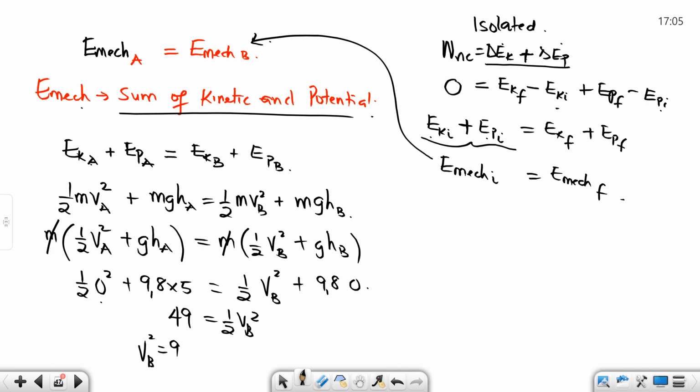VB squared will be equal to 98. We look for the square root of both sides. What's your answer? Give me 9.899, so it's 9.90 to 2 decimal places. Round off to 2 decimal places once you are done with your answer.